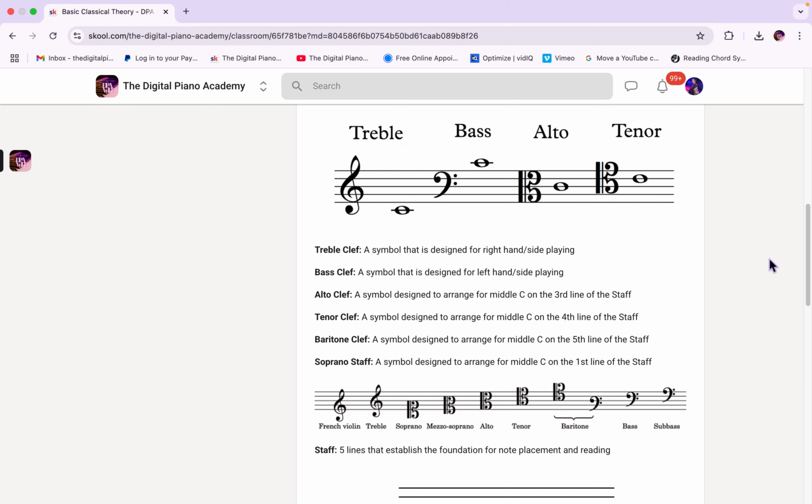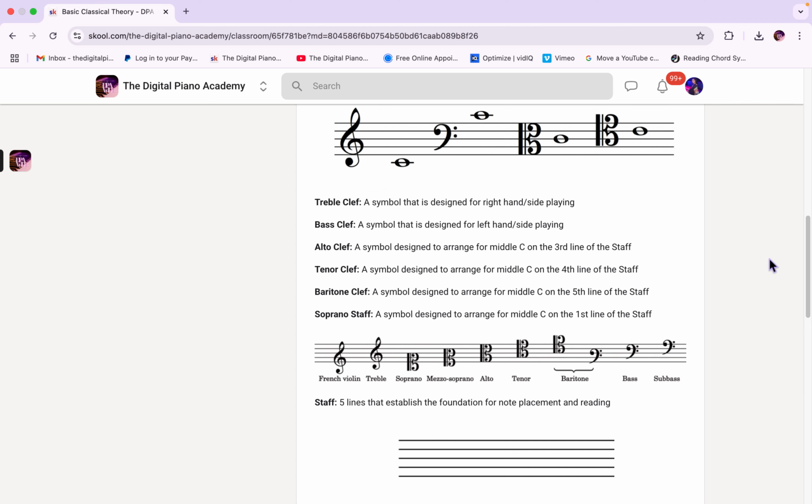We have alto clef, which is a symbol designed to arrange for middle C on the third line of the staff. We have tenor clef, a symbol designed to arrange for middle C on the fourth line of the staff. We have baritone clef, a symbol designed to arrange for middle C on the fifth line of the staff. Soprano staff or soprano clef, a symbol designed to arrange for middle C on the first line of the staff.